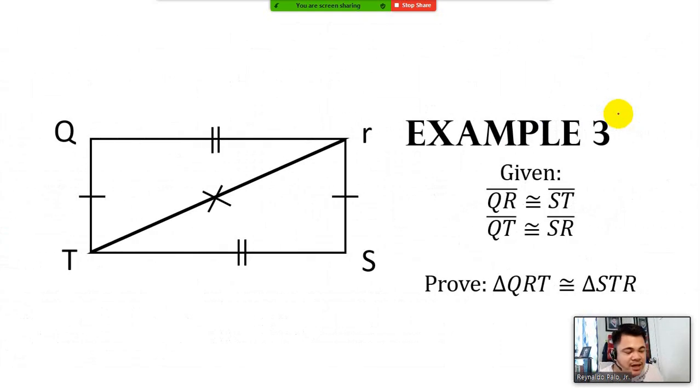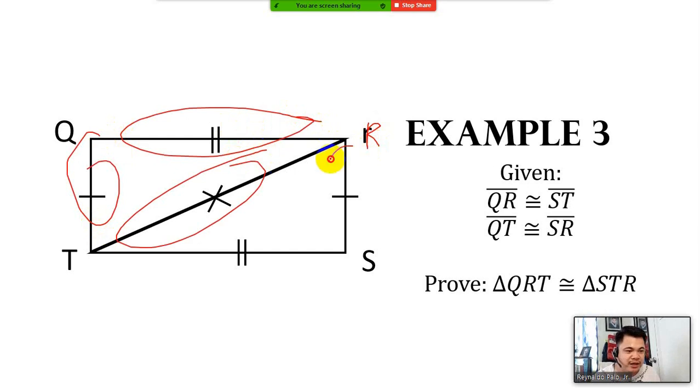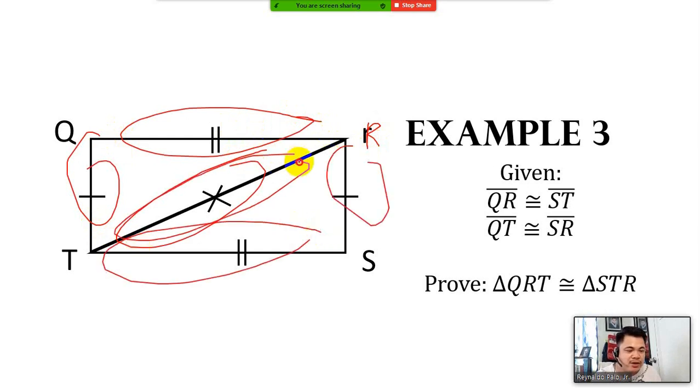Alright, now let's have example 3, second to the last. This is capital R. Given segment QR is congruent to segment ST, segment QT is congruent to segment SR, let us prove that triangle QRT is congruent to triangle STR. But before that, you have to make your assumption. So as you can see, we are talking about three sides: 1, 2, 3, 1, 2, 3. So therefore, the assumption that we can make is SSS congruence postulate, so that we will be guided in writing our statements and reasons.